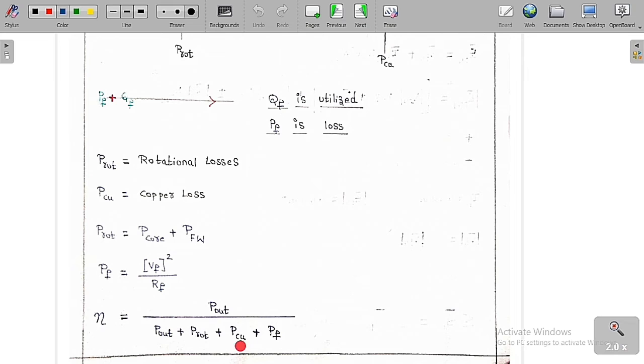So we have to add both of these power inputs. So this is the output power by total input power. This is the shaft power and this is the power loss in the field winding. So you have to add these two things. This is the overall active input to the alternator. So this is the efficiency of the generator.